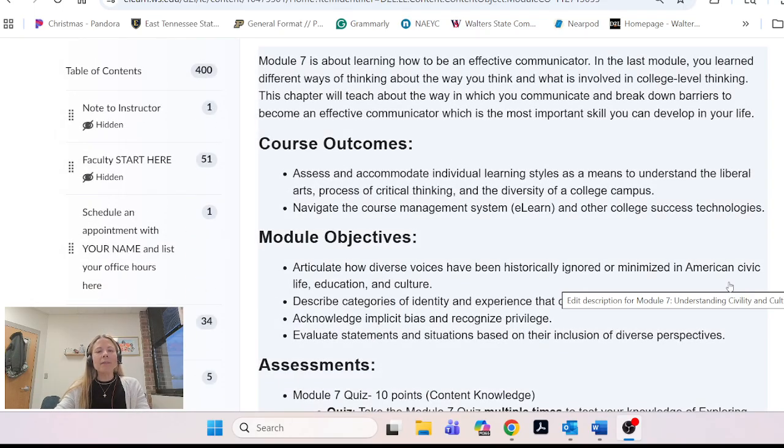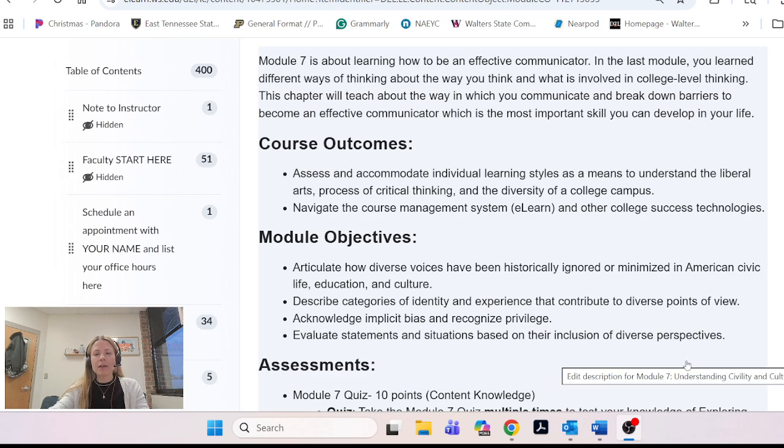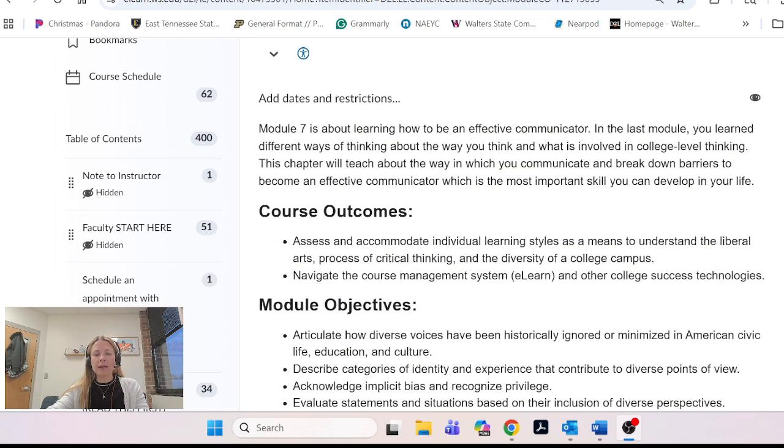So what kind of objectives are we going to look at? We're going to articulate how diverse voices have been historically ignored or minimized in American civic life, education, and culture. Describe categories of identity and experience that contribute to diverse points of view. Acknowledge implicit bias and recognize privilege. Evaluate statements and situations based on their inclusion of diverse perspectives. And those objectives are really going to help us master our course outcomes.